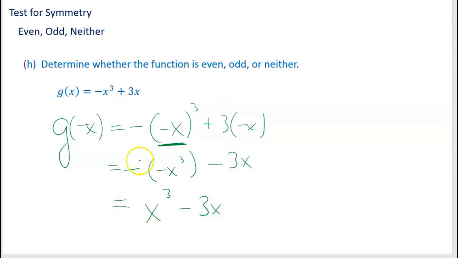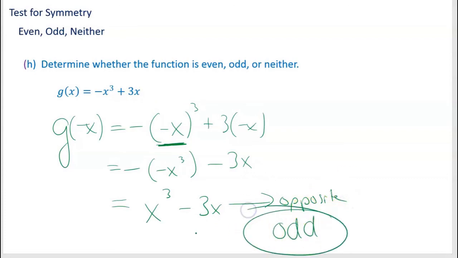Now look at your signs. Notice the negative x to the third is now positive, and the plus 3x is now minus 3x. That is the opposite of your original function. Therefore, this is an odd function. Has to be opposite all the way, not just part of the way. It also means it has origin symmetry.